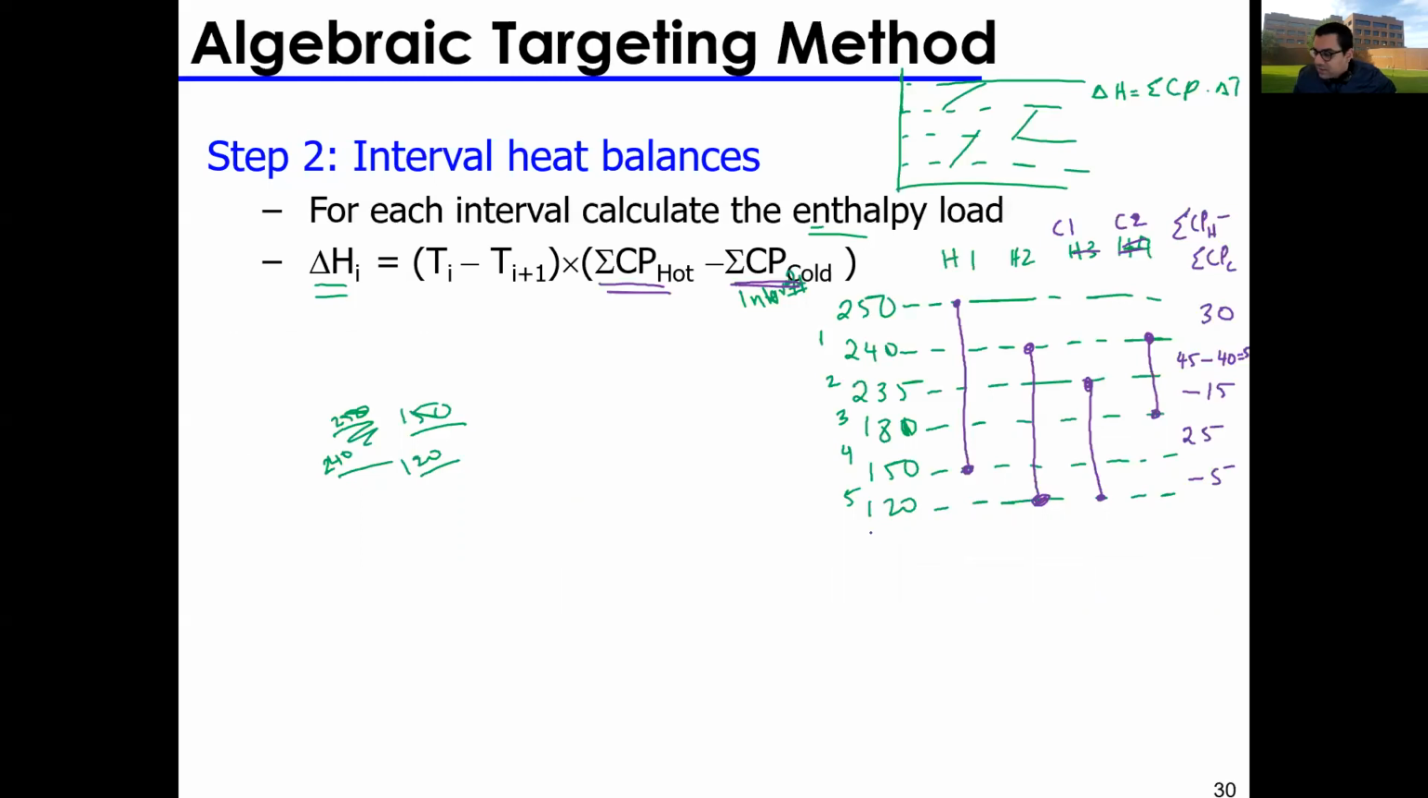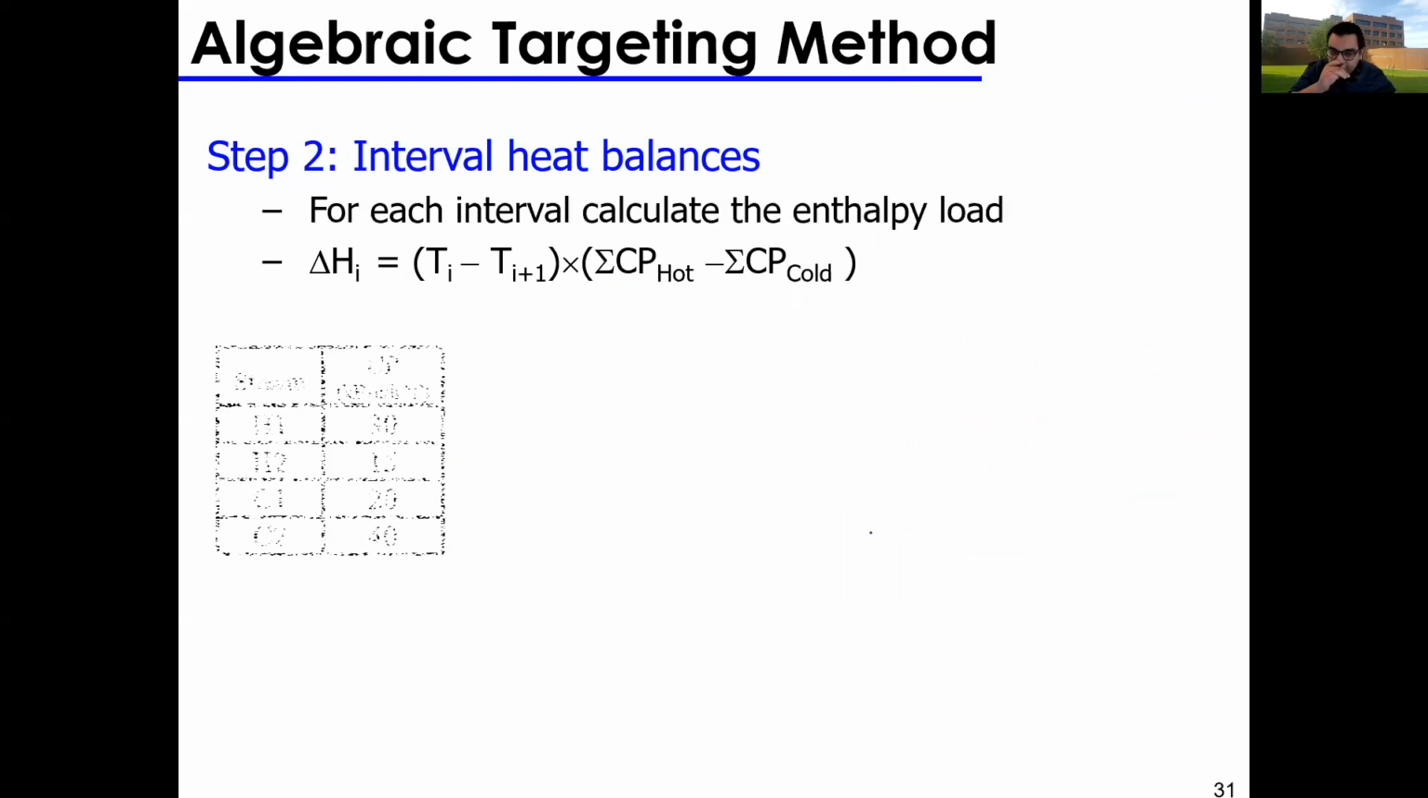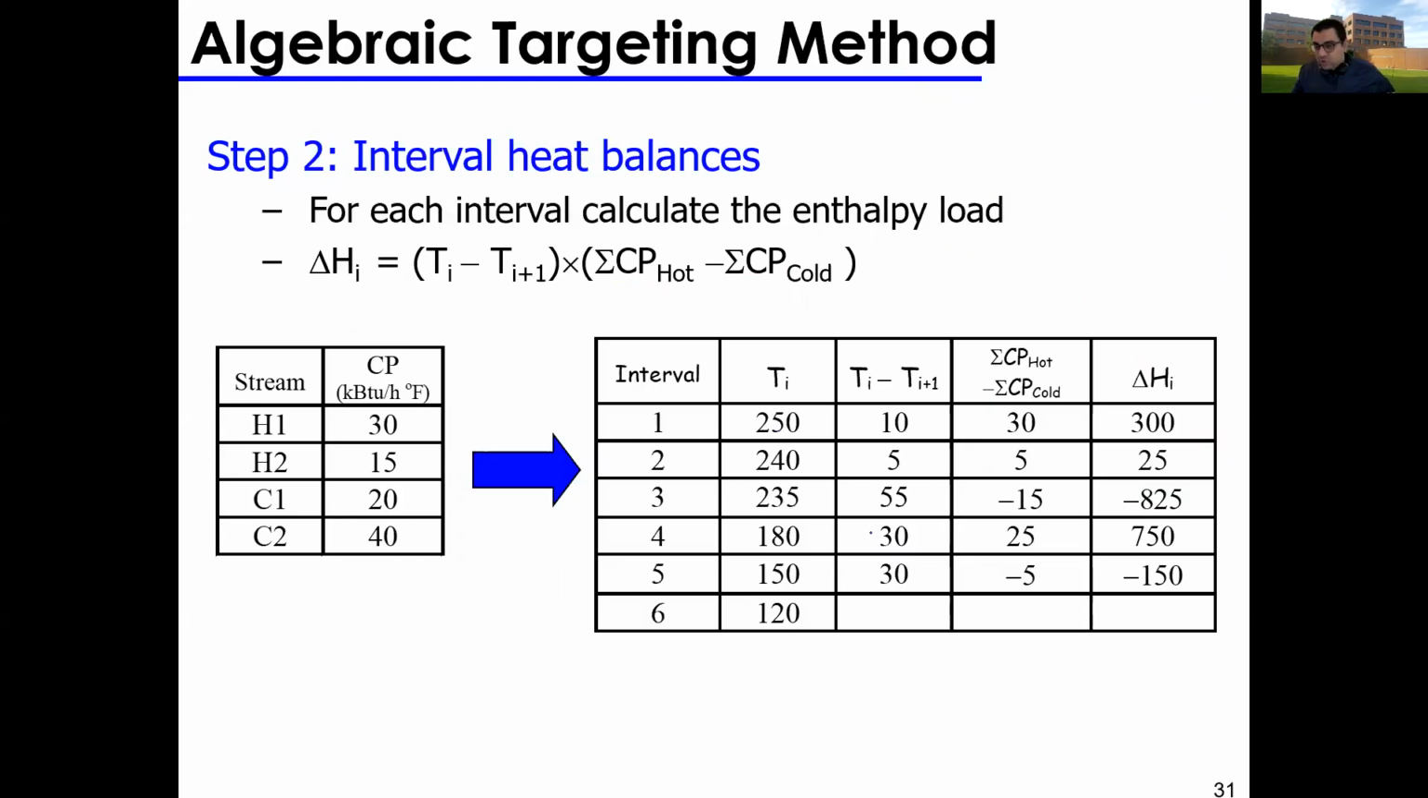Okay, so they just added one at the bottom, which is 6, doesn't matter. You can follow this approach or follow my approach, it's up to you. They both give you the same answer. So anyways, that's what we did, calculated summation of CP hot minus summation of CP cold. And once you do this, you calculate the delta H, right? Which is just the multiplication of summation of CP hot minus CP cold multiplied by delta T.